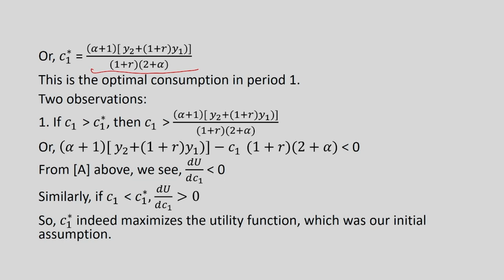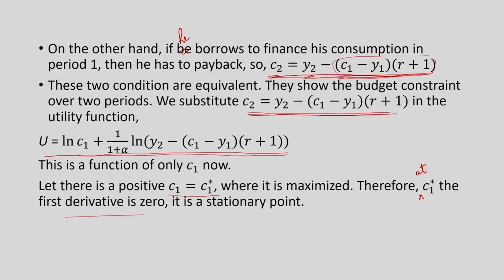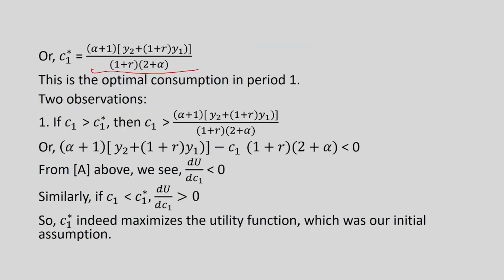If C1 star is given to us, we can straight away find the C2 star also from this. I just have to substitute C1 star here and C2 star, that is consumption in period 2, can be found out. So, C1 star and C2 star have been found out. Now, there are two observations.